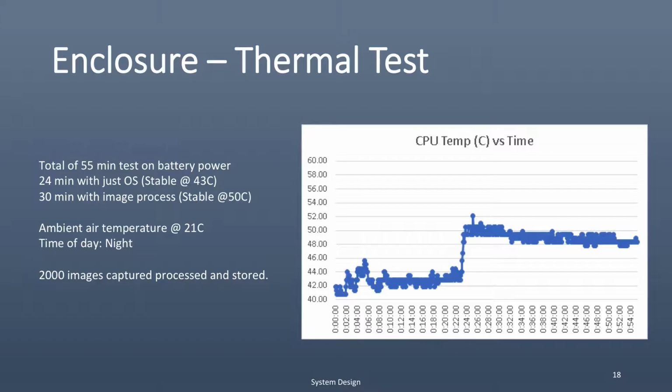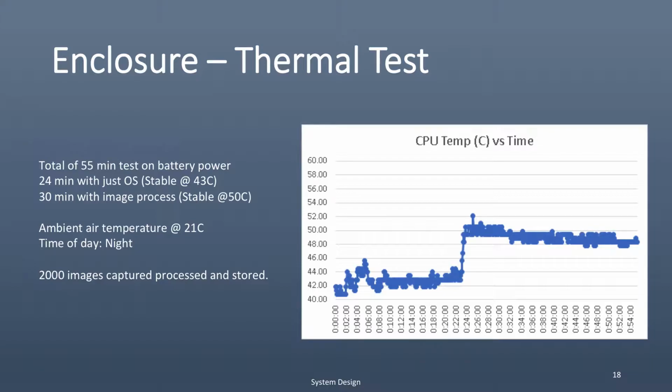The test lasted for 55 minutes on battery power. 24 of these minutes was just the operating system running, and then for the remaining 30 minutes, the image processing was turned on in an environment where it did detect some objects. It was performed at night, and it was approximately 21 C or 70 degrees Fahrenheit. During this time, 2,000 images were captured, processed, and stored.